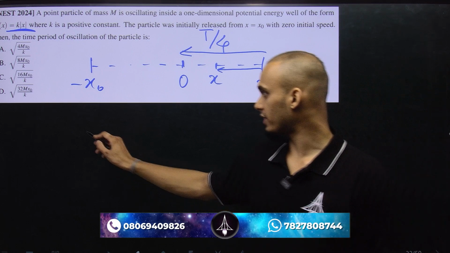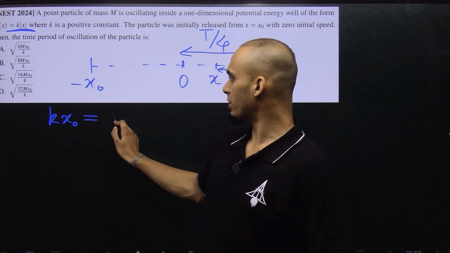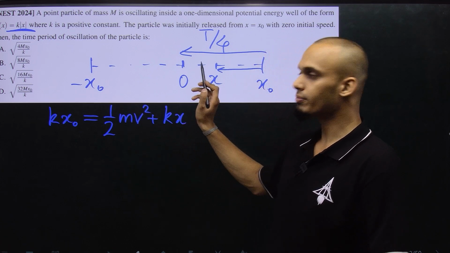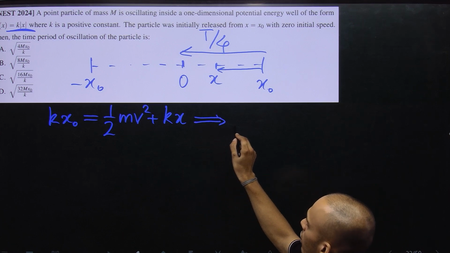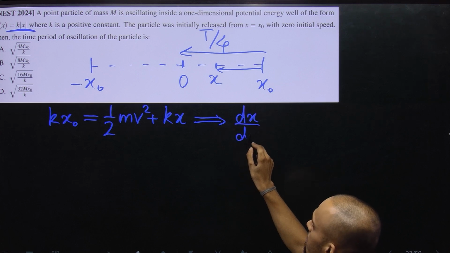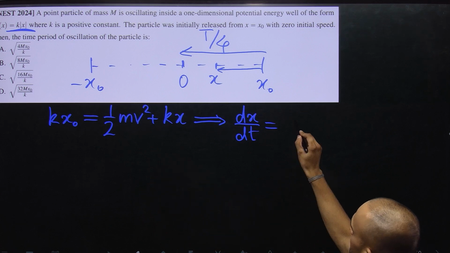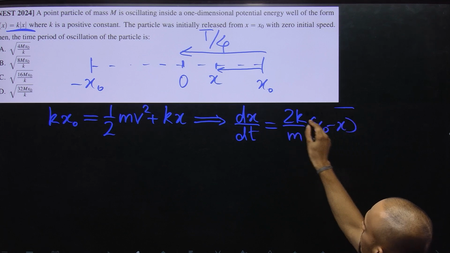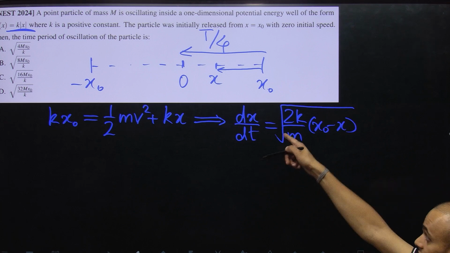Initial potential energy was k into x naught. We can ignore mod because x naught is positive. And finally, the object will have some kinetic energy, half mv square, plus some potential energy, k into x. Now, if we write down the expression for its velocity, we can write velocity as dx by dt, and we can write it as the square root of 2k by m into x naught minus x. Integrating this expression, we will get how much time the particle takes to cover a distance of x.